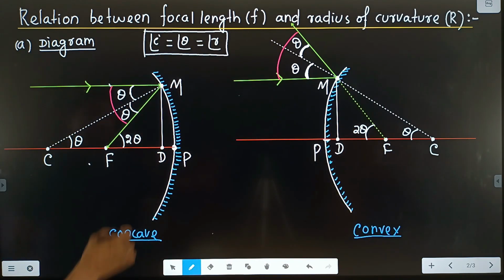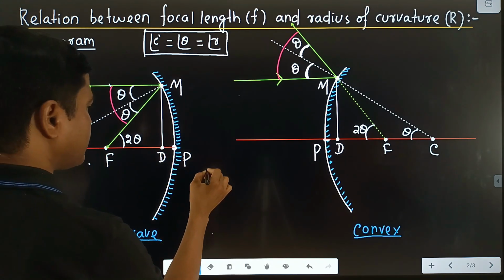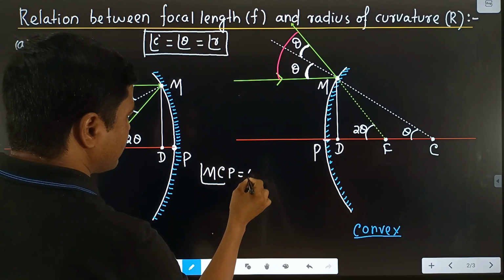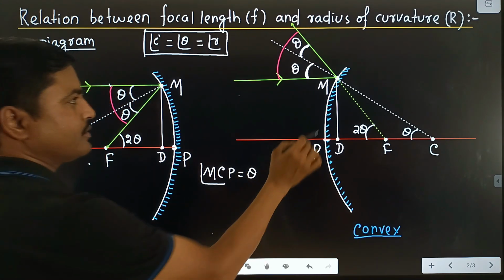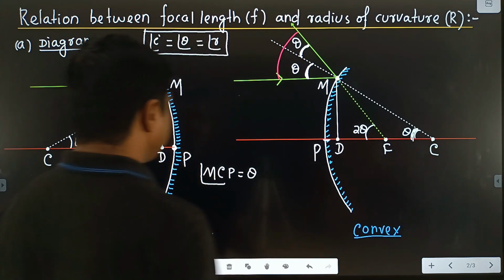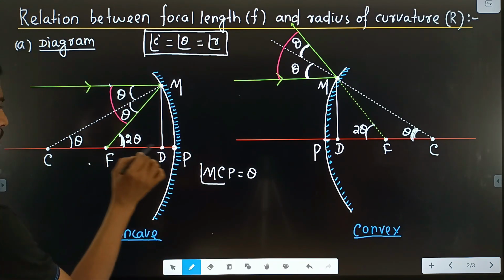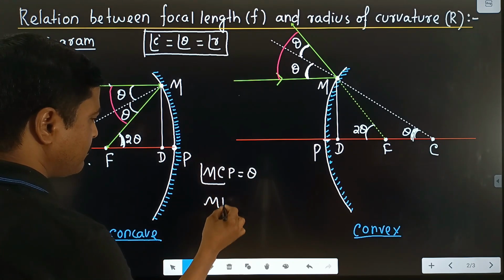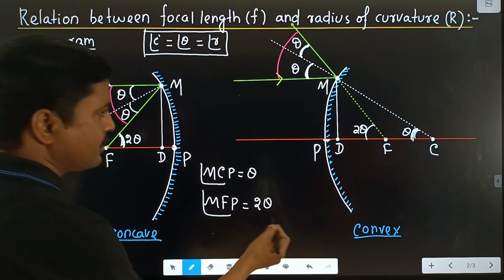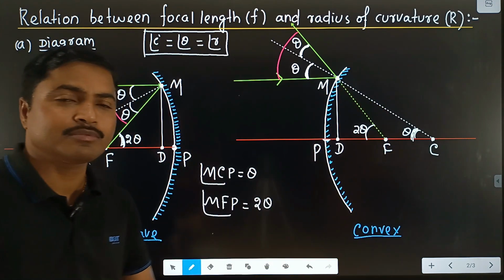And here we write angle MCP, that is equal to theta. In this case also, same thing, angle MCP is theta. Similarly, this angle that is 2 theta is angle MFP, that is twice theta. Here also, same thing, angle MFP is twice theta.